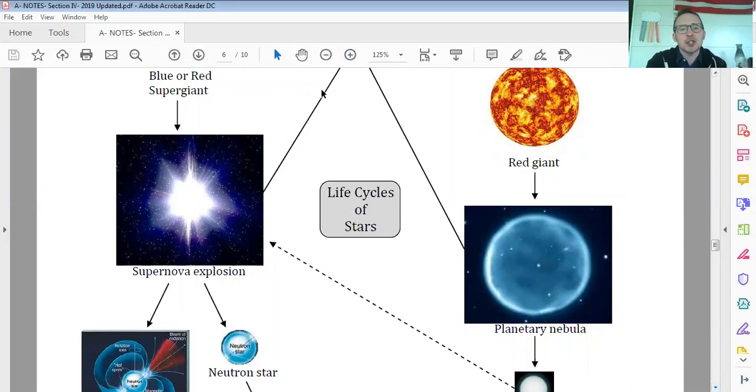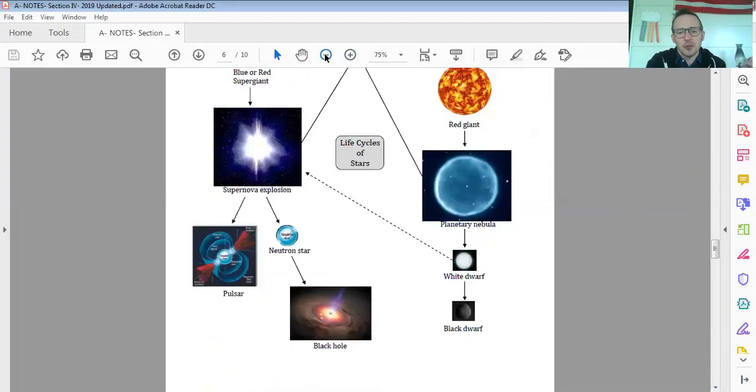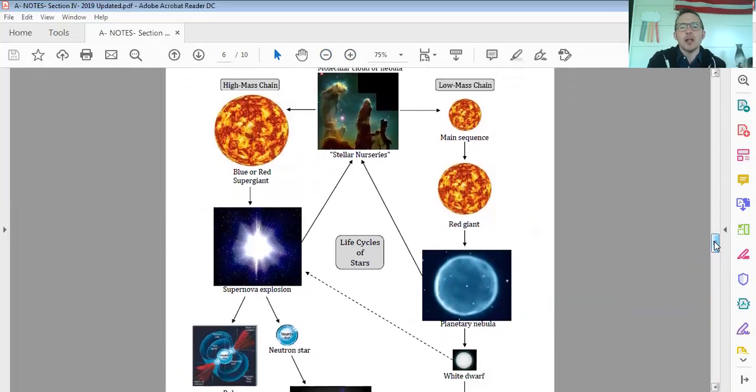Notice, just like the supernova explosion on the other side, we have to draw a recycling arrow back up to stellar nurseries. What's left after a planetary nebula? Cloud of gas and dust. What's a stellar nursery? Cloud of gas and dust. So again, in this way, star stuff can be recycled.